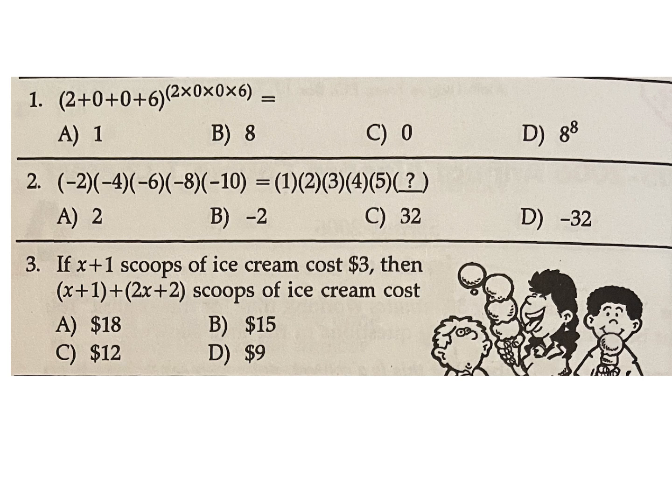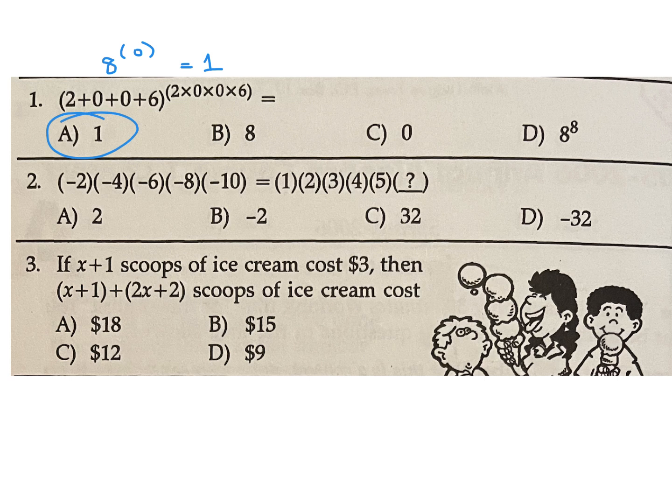2 plus 0 plus 0 plus 6, all to the power of 2 times 0 times 0 times 6. Okay, well, in the brackets we have 8, and the exponent is 0. So that's 8 to the power of 0. Anything to the power of 0 is 1. So the answer is A.